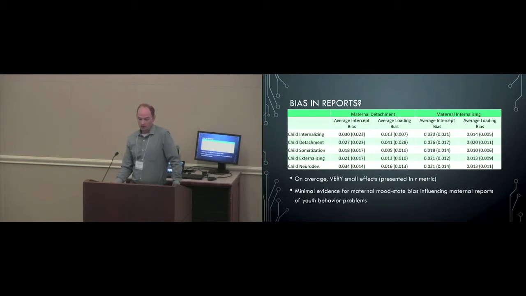We have minimal evidence for maternal mood state bias influencing maternal reports of youth problem behaviors. As somebody who has treated OCD for a lot of years, providing reassurance is something I really don't do very much. But in this context, we're finding empirical support for the fact that the effects we're finding for maternal reports of kid behavior aren't being impacted so much by mood state bias as they are reflecting true differences in those manifestations.